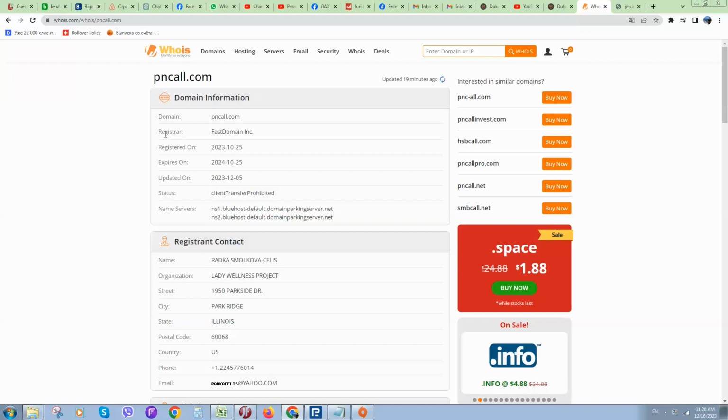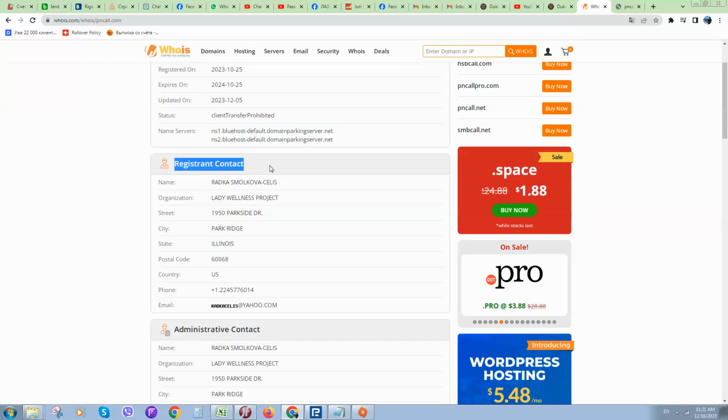So the registrar, the company that owns this domain, the registration date and the date when it will expire, the latest update, and name servers. So it's basically where the website is hosted.